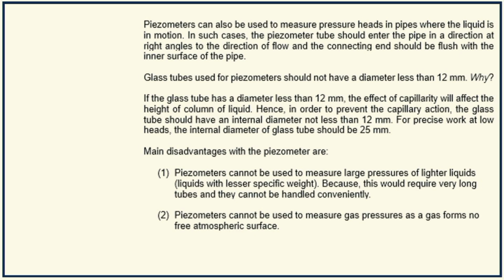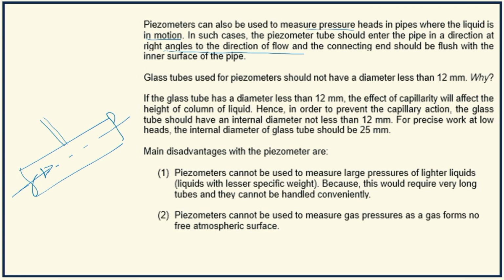Piezometers can also be used to measure pressure heads in pipes where the liquid is in motion. In such cases, the piezometer tube should enter the pipe in a direction at right angles to the direction of flow. Suppose, for example, I have a pipeline, and this is the axis of the pipe. So fluid is moving in this direction, left to right. So now the piezometer will enter at right angles to the flow, and the connecting end should be flush with the inner surface of the pipe.